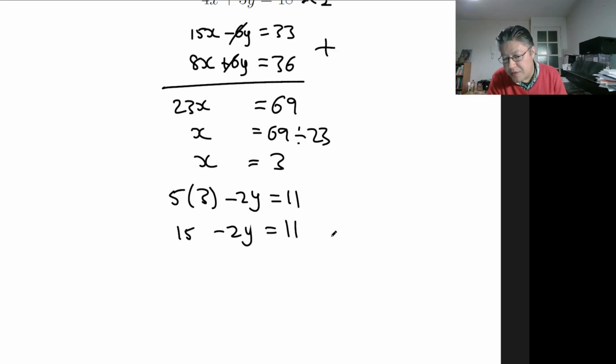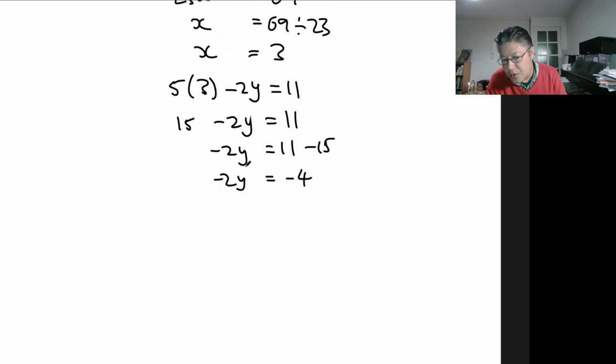We'll bring the 15 over to the other side. We get minus 2y equals 11 minus 15. We'll now simplify this, so minus 2y equals minus 4. Now we'll get rid of this minus 2, we'll divide it over to the other side. So y equals minus 4 divided by minus 2. And then minus 4 divided by minus 2 equals positive 2. And then we can just copy the x value next to this, so it's a pair of solutions. So the answer is x equals 3 and y equals 2.